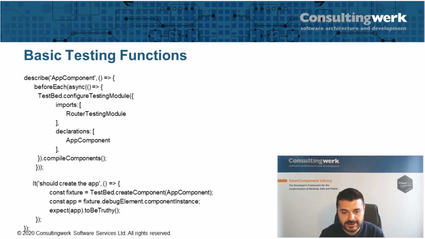Then, as mentioned earlier, we have an it call, and we just tell it it should create the app, and this is how it's going to appear in our test results report. We get the component fixture, and then we get the actual component instance, and we expect the app component instance to be truthy. So not null, not undefined, we expect there to be an app component instance. And that's one unit test example.